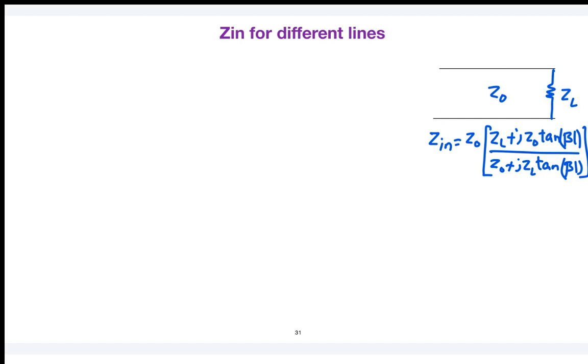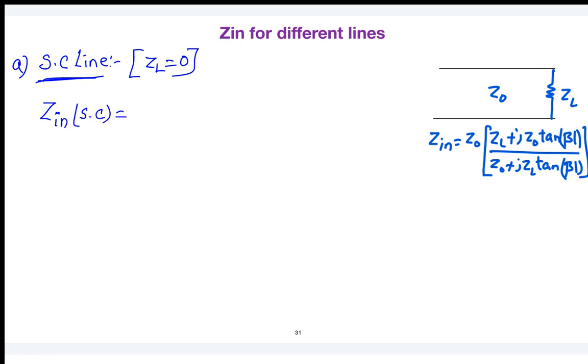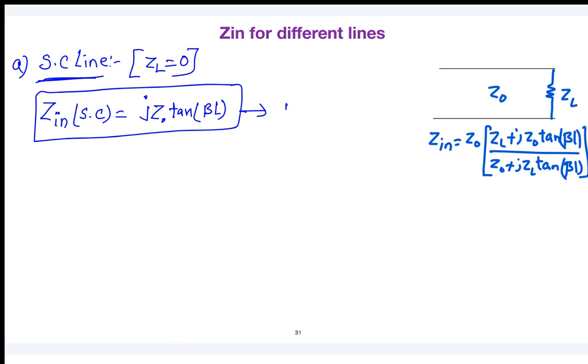First case: suppose it is a short circuit line. Short circuit line means the value of ZL is equal to 0, which means whatever load I have connected here, the load impedance is equal to 0. In that case, the transmission line is said to be a short circuit line. Can you tell me, after substituting ZL equal to 0, what input impedance you get? Do it quickly. What is the input impedance for the short circuit line? jZ0 tan beta L. So this is the input impedance for a short circuit line. Take it as equation 1. Everybody cross check this, and do it for the open circuit line. Open circuit line means your load impedance is exactly infinity.